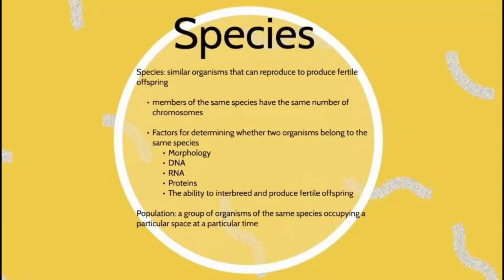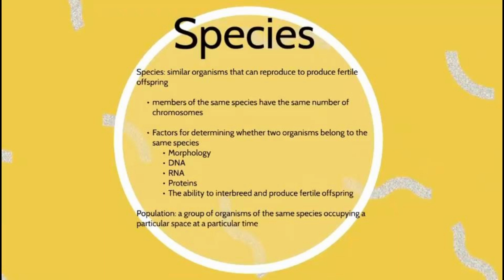So let's talk about exactly what is a population. So a population is a group of organisms of the same species that live in a particular space at a particular time, and then they can potentially interbreed to produce fertile offspring. So there are several key parts to this definition, right?